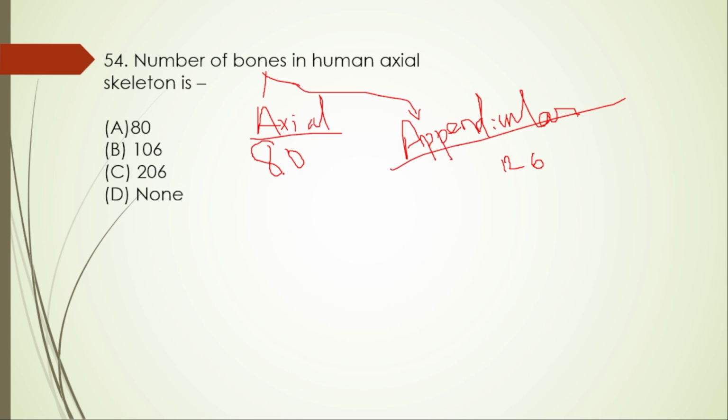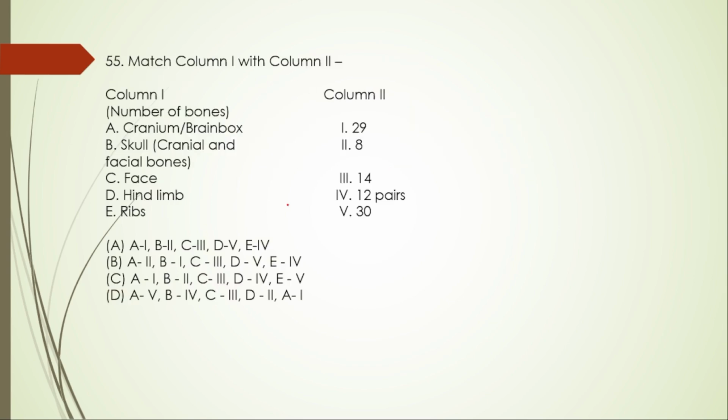Okay. Axial, like the central axis of the body, includes skull, vertebral column, ribs and then sternum. In the appendicular, what happens? There will be 126 bones, which include limbs, that is arms and legs, and girdles, that is pectoral and pelvic girdles, and they connect the limbs to the axial skeleton. So here there will be 126 and here axial will have 80. So the next question is the match the following one.